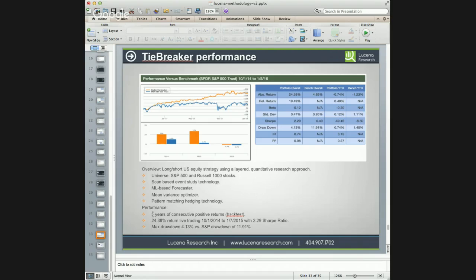In backtests over 5 years, every single year had a positive return. So we're really proud of this one. Let me recap real quickly how we do it.